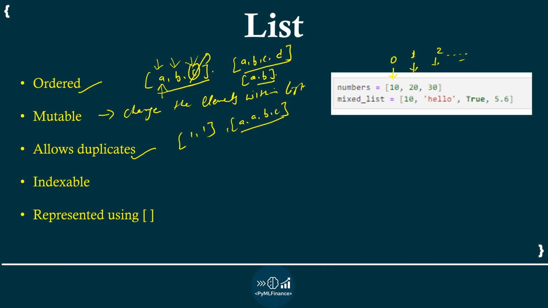Now you can represent a list using square brackets. So you can create lists using square brackets, list equal to this, for example. So you can add elements, remove elements, change values. Lists give you complete flexibility.